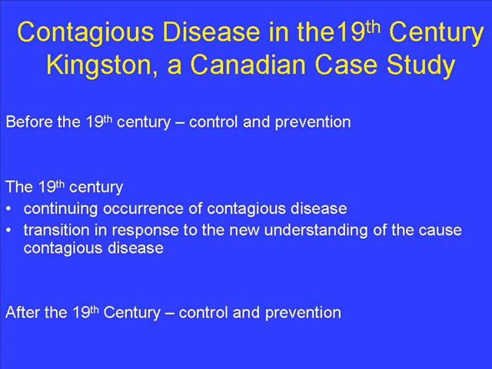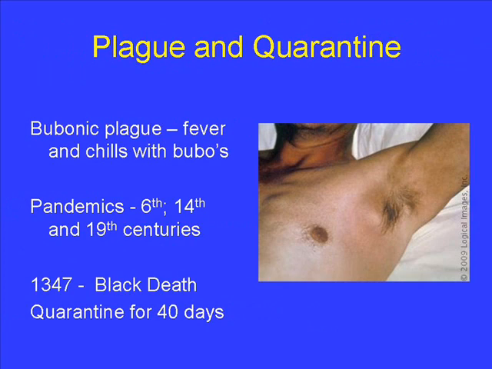Now, in order to begin before the 19th century, I'd like to use 2 examples of contagious diseases. And the first is plague, bubonic plague, which presents with fever, chills, and buboes. And you can see the characteristic bubo that was in the axilla or the groin, which made this disease so recognizable to the public in the past.